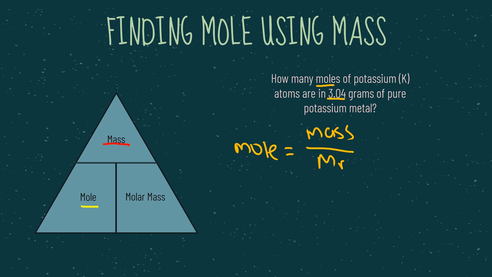So we can sub the value into the equation. We have the mass, which is 3.04, and we have the molar mass, or the atomic mass, of potassium, which is 39.1. That will give us a value of 0.0778 mole. So that's how we find the number of moles using mass.